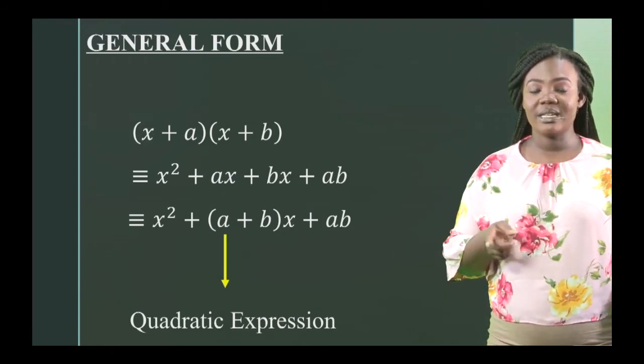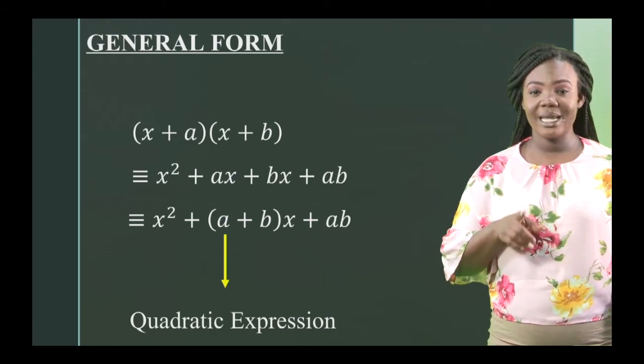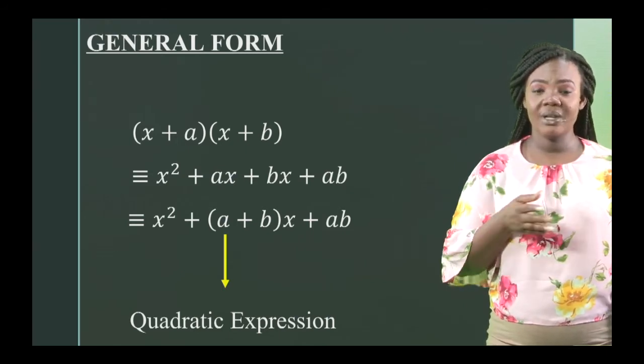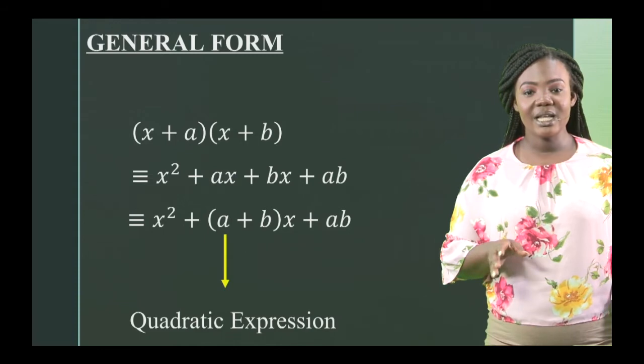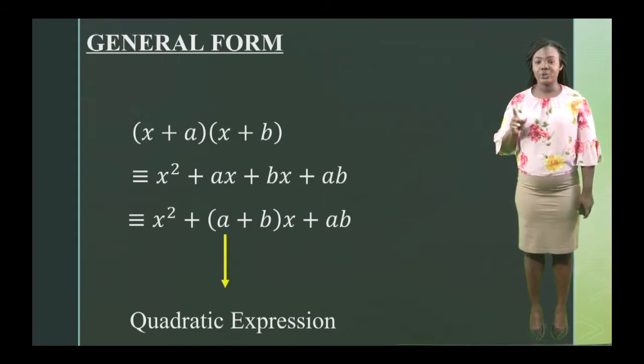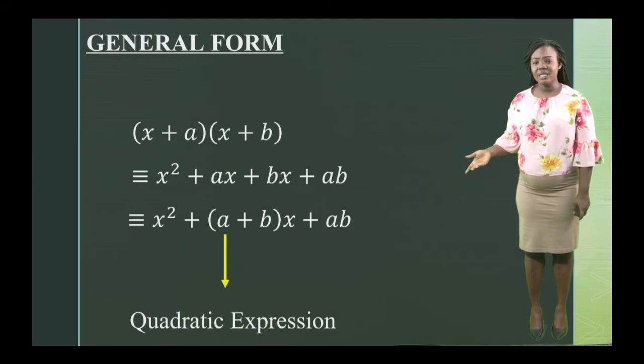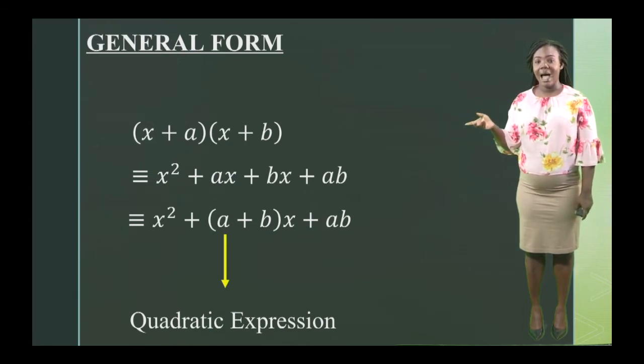A quadratic expression is an expression in x or y, even a or b, basically any letter of the alphabet, where the square is the highest power. So here you can see that we have the square as the highest power. Now if I distribute using my FOIL method, I will end up with what is at the bottom here, and that is known as a quadratic expression.